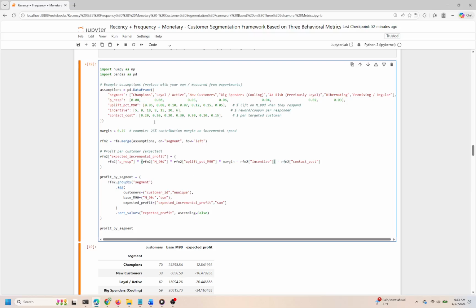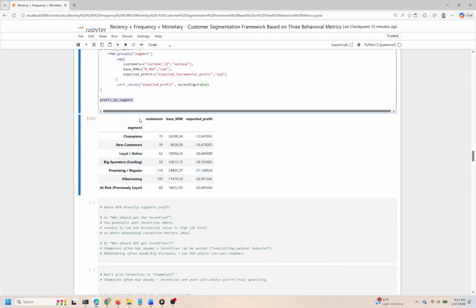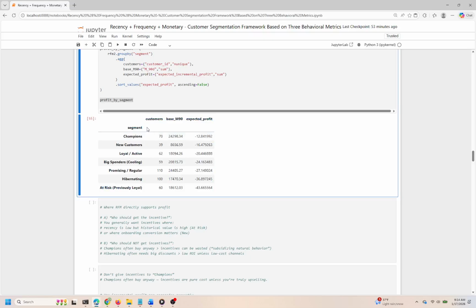Once we have these calculations in place, we group the data by customer segments. This aggregation summarizes the unique number of customers, the total spending over the last 90 days, and the expected profit by segment. Sorting this information by expected profit allows us to identify which segments are most promising for targeted marketing efforts. As we interpret the results from this cell, we should remain mindful of assumptions made around response rates and spending behavior, as inaccuracies here could skew our profit estimates. Looking ahead, the next cell will likely build on this analysis by exploring strategies to further optimize our marketing spend based on the insights we've gathered.